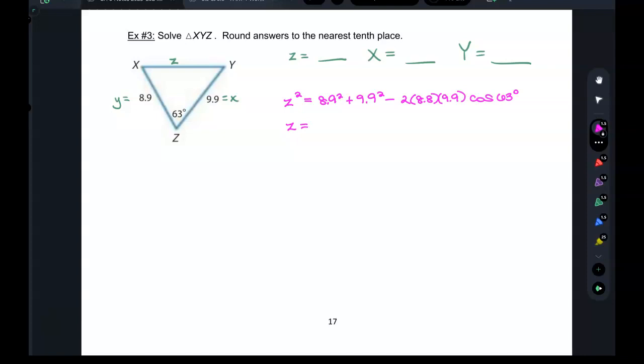We get 9.9? Z squared equals 97.2 in this case. Okay, then what happens when we take the square root? You can do the square root of it. That's all you do. Okay, so I got 9.9.